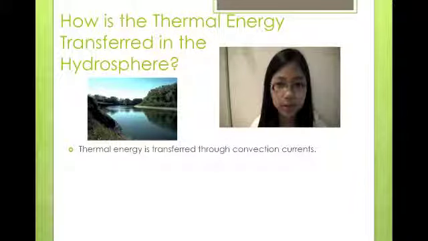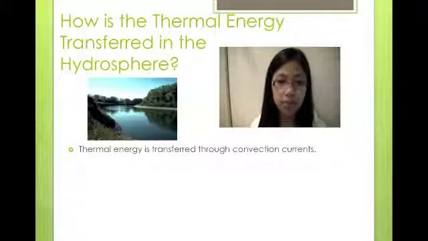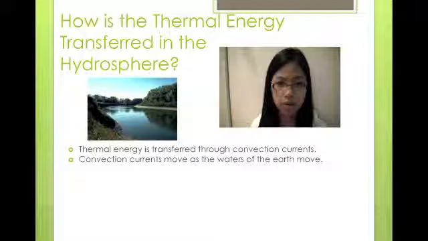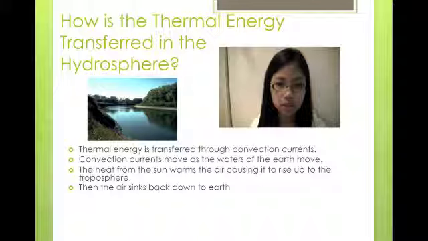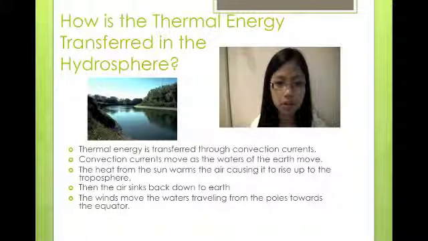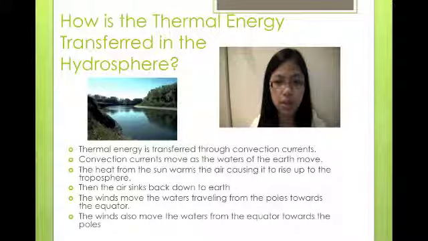How is thermal energy transferred in the hydrosphere? Thermal energy is transferred through convection currents. Convection currents move as the waters of the Earth move. The heat from the sun warms the air, causing it to rise up to the troposphere. Then the air sinks back down to the Earth. The winds move the waters traveling from the poles towards the equator, and the winds also move the waters from the equator towards the poles.